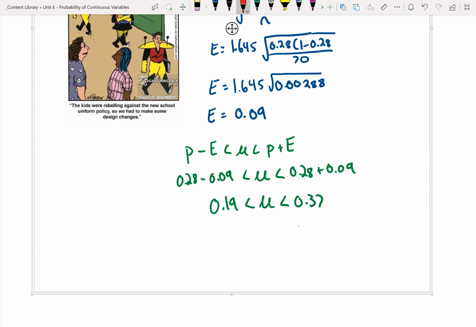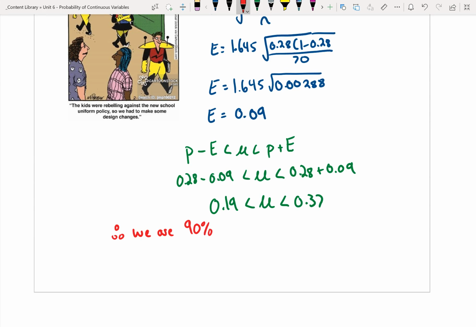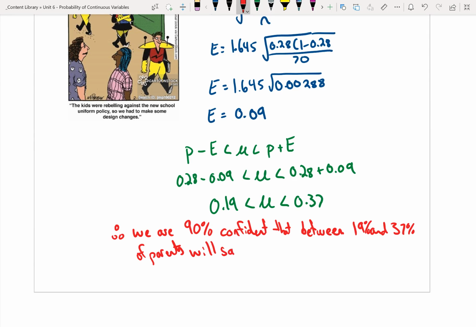So therefore, we are 90% confident that between 19 and 37% of parents will say yes to the uniforms.